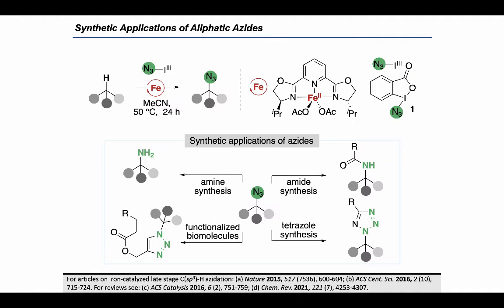The resulting aliphatic azide can then be transformed into a range of highly valuable CN bond-containing functional groups, such as amines, amides, or tetrazoles. In addition, a particularly attractive application is the use of aliphatic azides in click cycloaddition reactions with alkynes, which allows for both the attachment of fluorescent tags or bioconjugation to biotin.